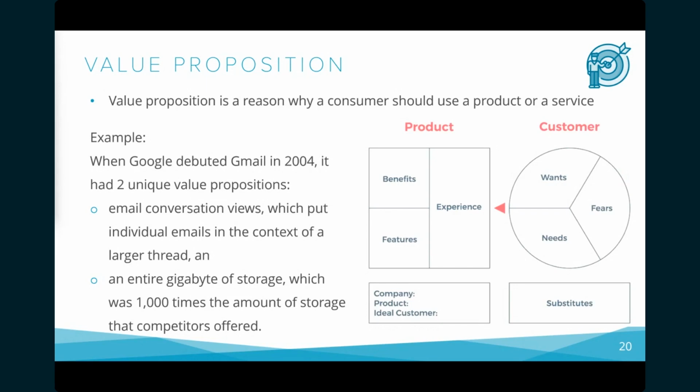When Google debuted Gmail in 2004, it had two unique value propositions as listed here. Email conversation views, which put individual emails in the context of a larger thread, and an entire gigabyte of storage, which was 1,000 times the amount of storage that competitors offered at that point in time. So these were the two value propositions of Google's Gmail when it debuted.